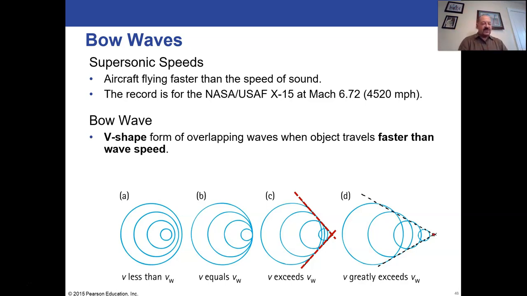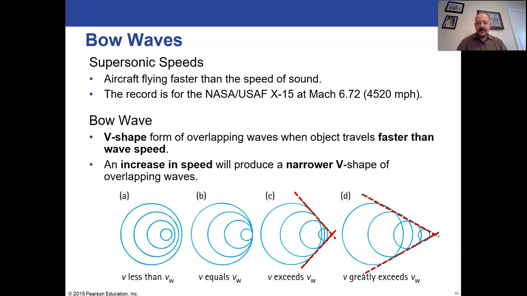So if you look at D, the V starts off very wide in C, and by the time it gets to D, when it's moving even faster, it'll tighten up. And eventually it'll tighten up very tight if it's going much, much faster than the speed of sound. So the V is essentially produced by the leading wall of all the waves of sound that are being produced by the object.